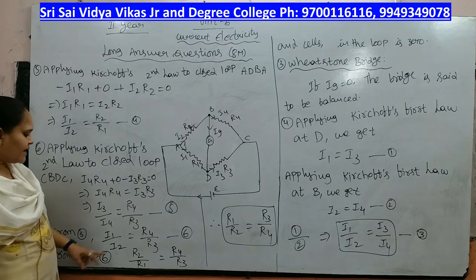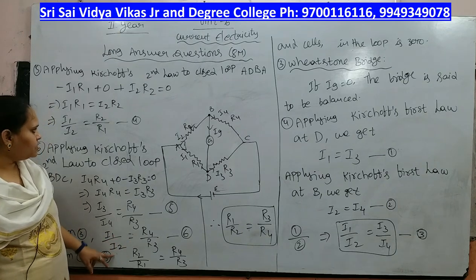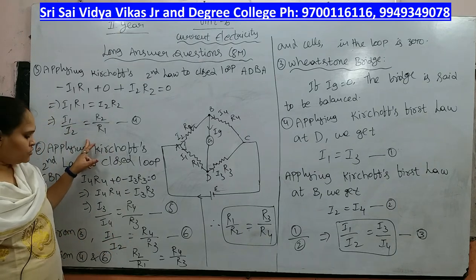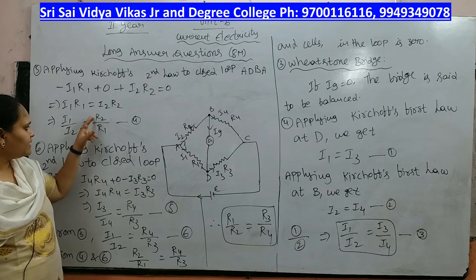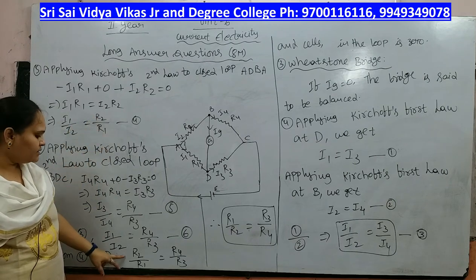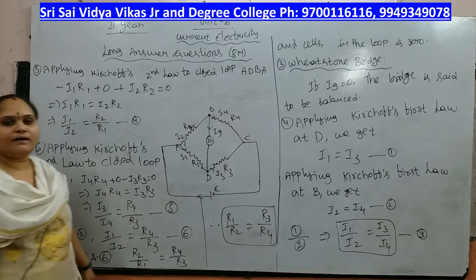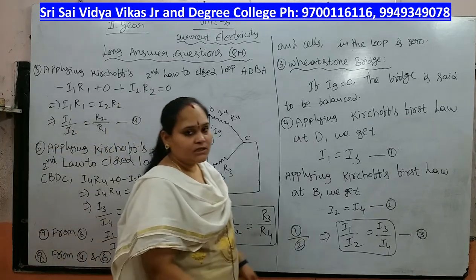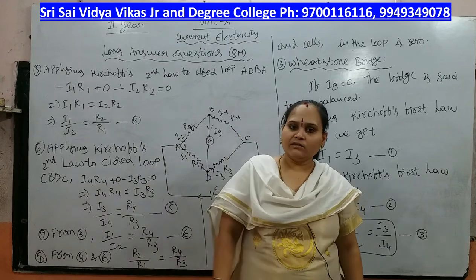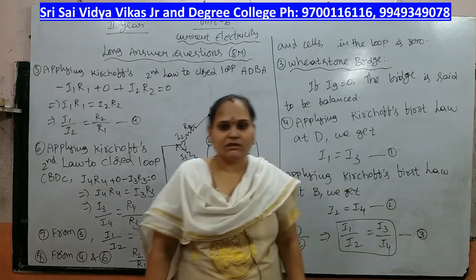And we have the values of I1 by I2 from both equations, so these two are I1 by I2. Then we can write R2 by R1 equal to R4 by R3. We can write simply R1 by R2 equal to R3 by R4. This is the condition. We find the resistance of a Wheatstone bridge by using the Kirchhoff laws.